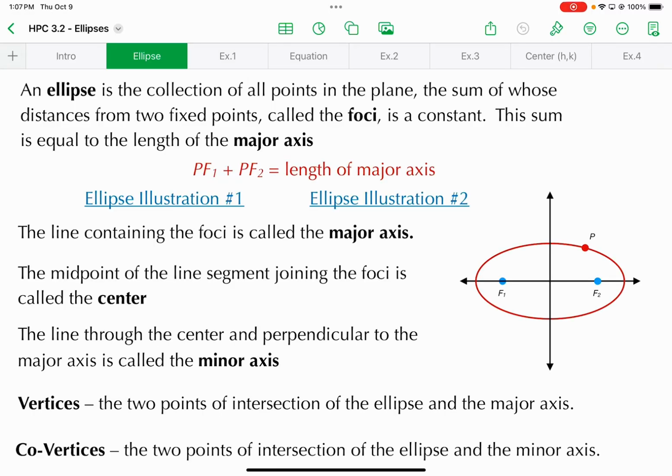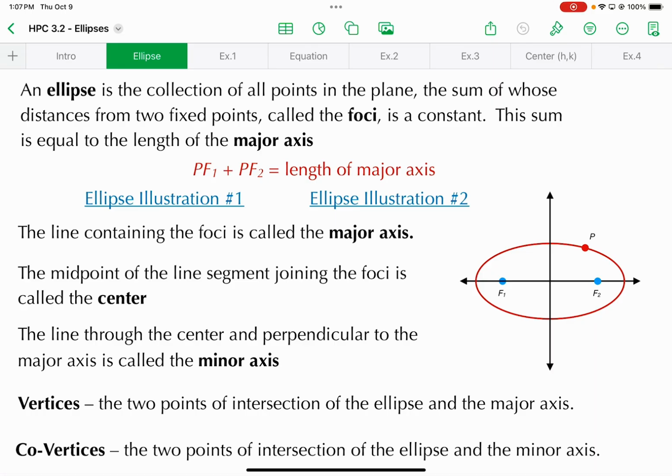All right, cool. An ellipse. What the heck is an ellipse? An ellipse is kind of like a circle with weights on it. An ellipse is the collection of all the points in a plane, the sum of whose distances from two fixed points, called the foci, is a constant. This sum is equal to the length of the major axis.